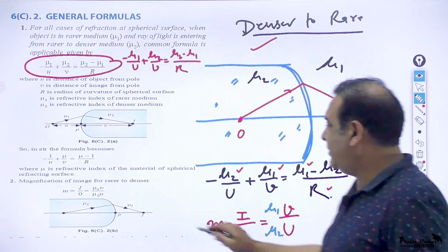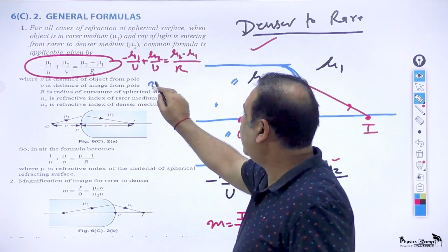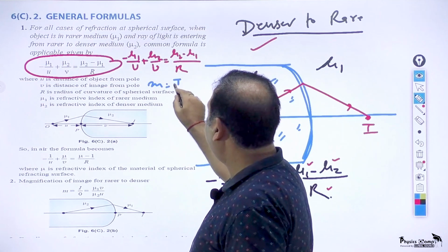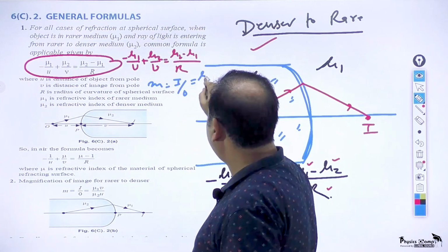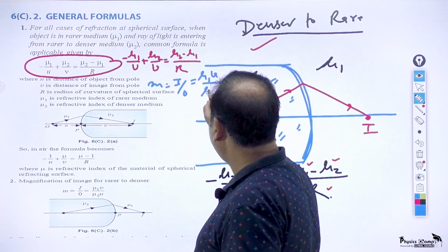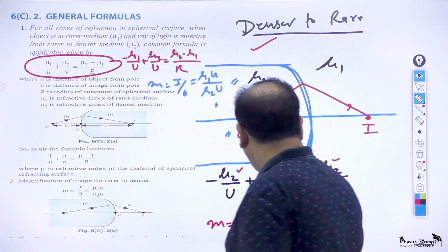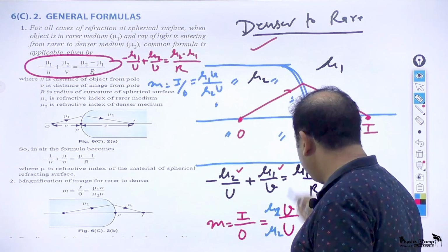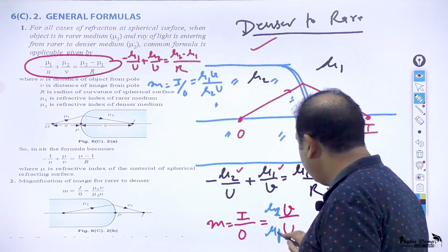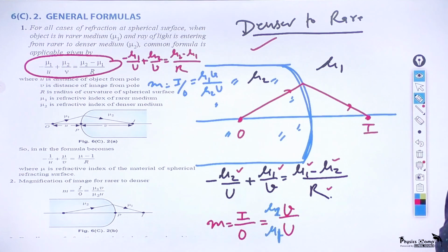It should change. If earlier the magnification was I by O is equal to mu1 V by mu2 U, this time it will be mu2 to mu1. So it will be mu2 V by mu1 U, like this. So that's how you can see the case of rarer to denser and denser to rarer.